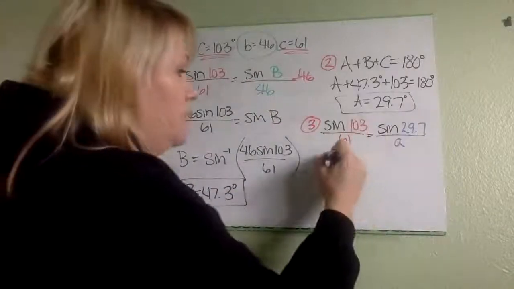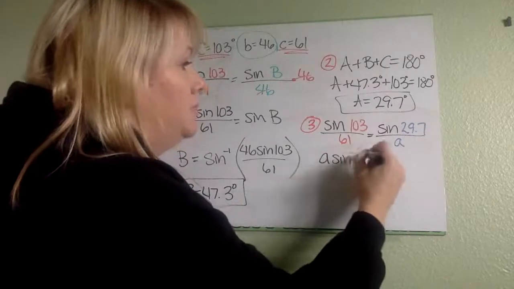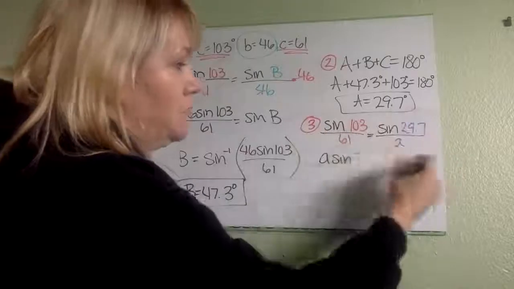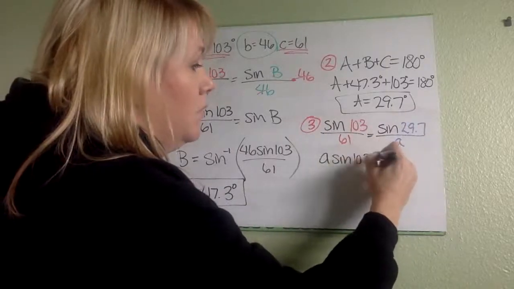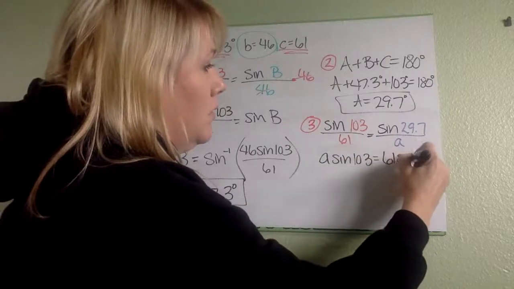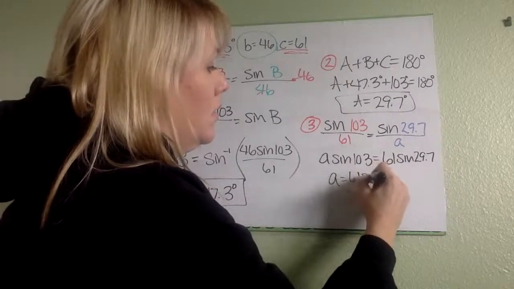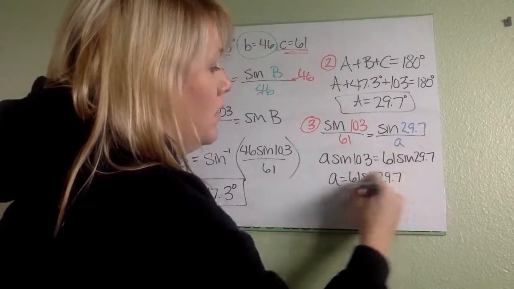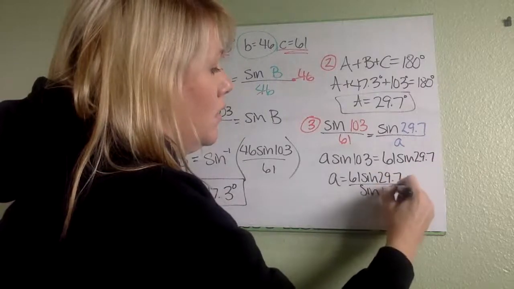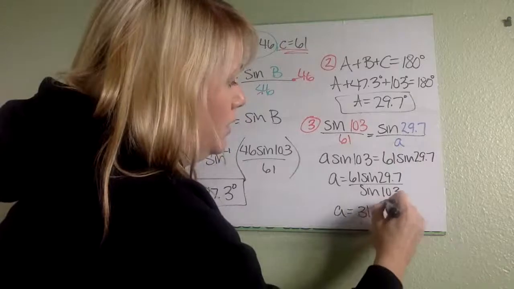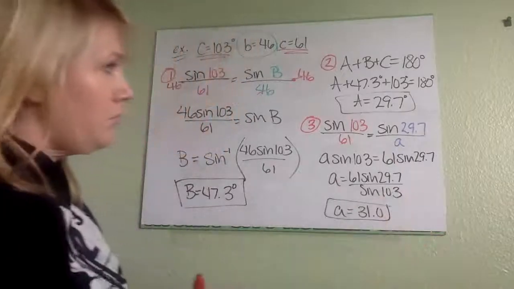So I multiply both sides by A, or this is the situation where you would want to use your cross multiplying. And you solve and you find that side A is 31, like so.